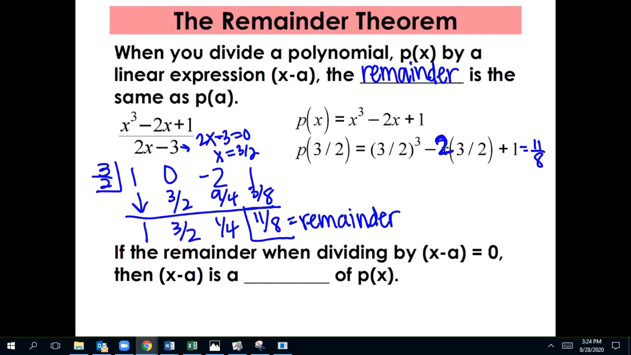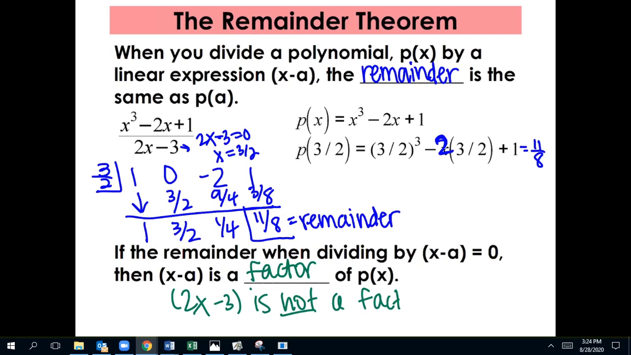The second part of the remainder theorem says that if the remainder when dividing by x minus a is 0, then x minus a is a factor of p of x. And so we know that 2x minus 3 is not a factor of x cubed minus 2x plus 1. Alrighty.